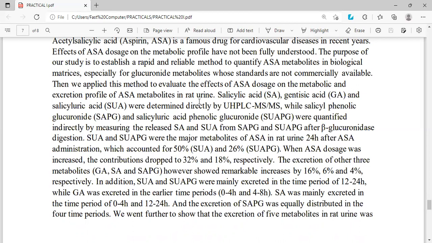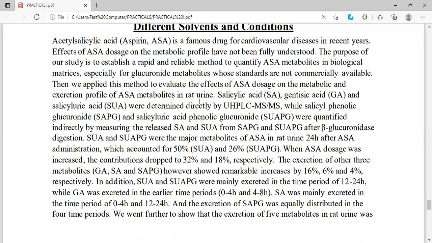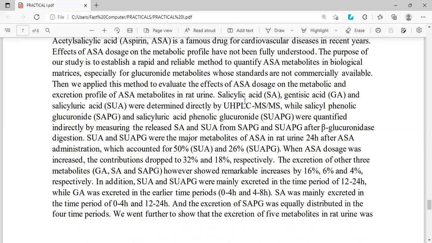Salicylic acid, gentisic acid, and salicyluric acid were determined directly by UHPLC-MS, while salicyl phenolic glucuronide and salicyl acyl glucuronide were quantified indirectly by measuring the released SA and SUA from SAPG and SUAPG after hydrolysis. SU and SUAPG were the major metabolites of ASA in rat urine. 24 hours after ASA administration, they accounted for 50% SU and 26% SUAPG.